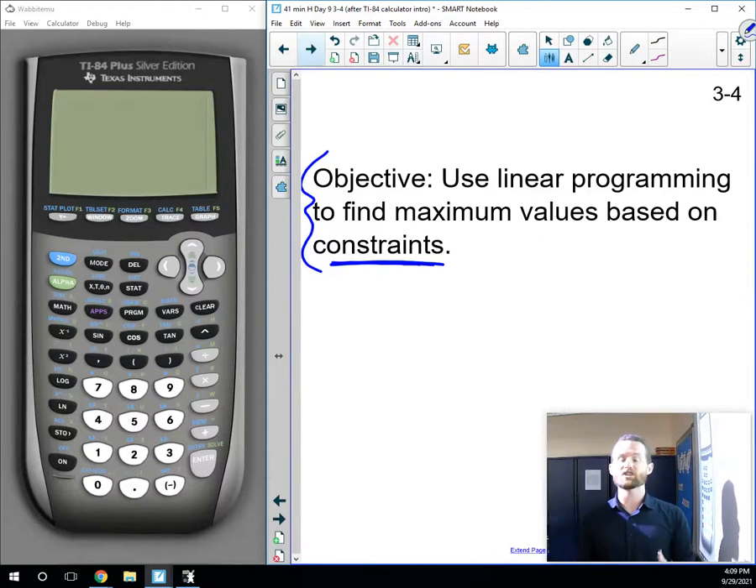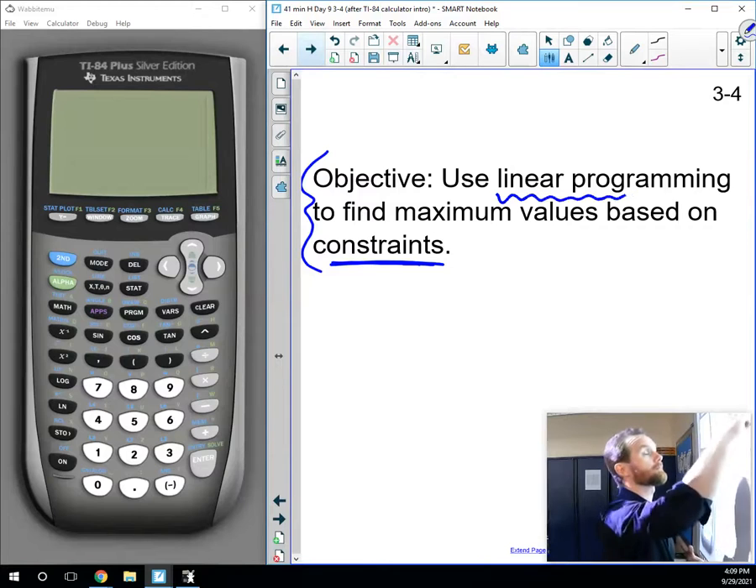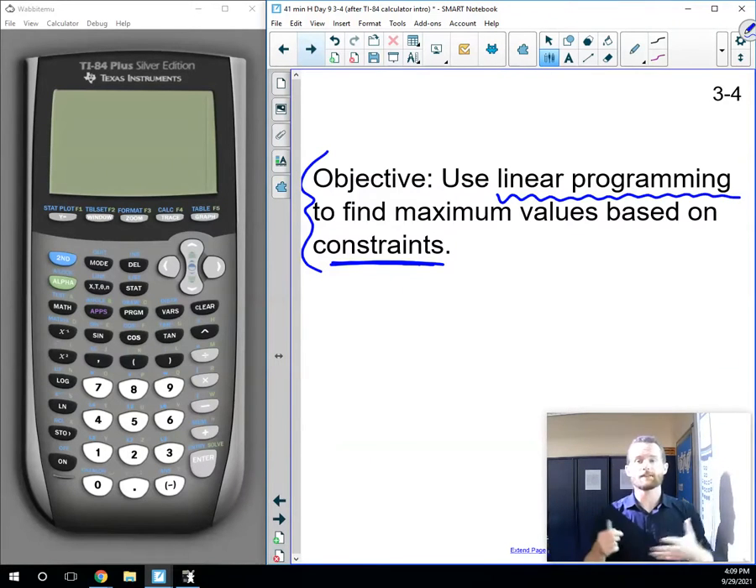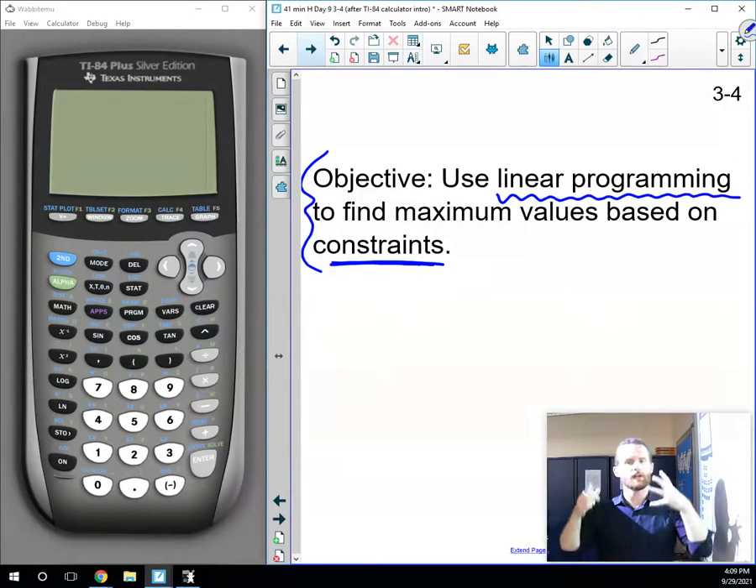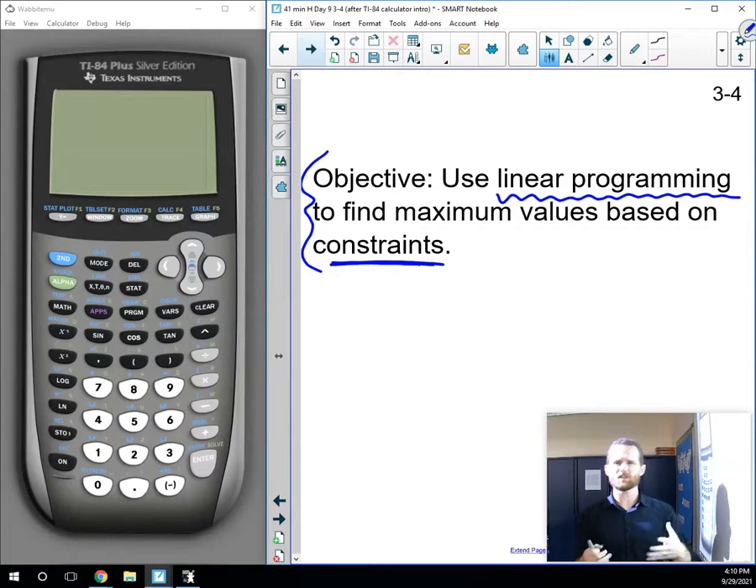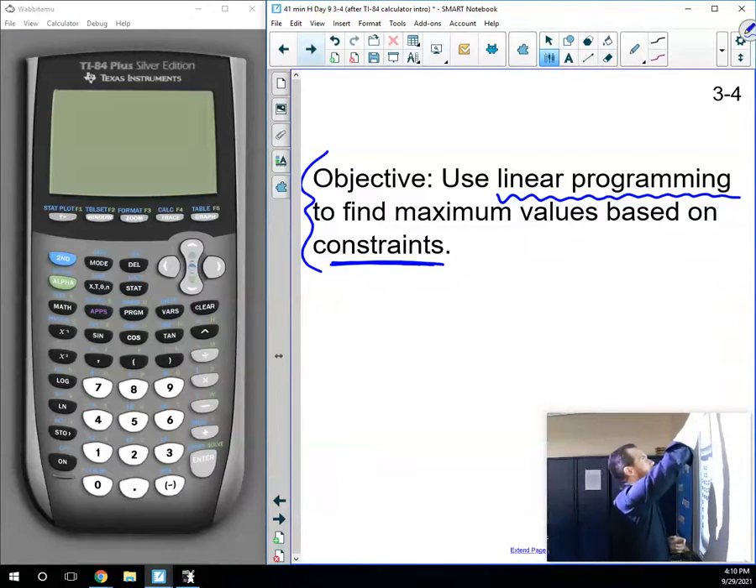So we all have limitations. We all have constraints that we need to take into account. And linear programming is essentially just a process, a strategy that helps us assess a situation, look at the constraints, and come up with a maximum or minimum value as well. But most of the time, we're worried about maximizing something. I guess not always, but that's what we're going to be dealing with in this lesson, maximizing values.